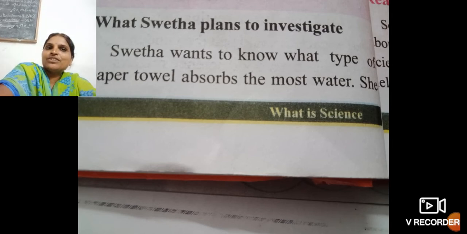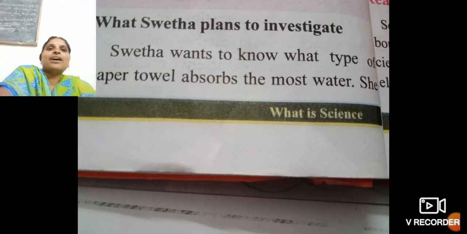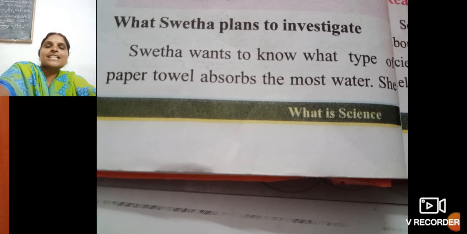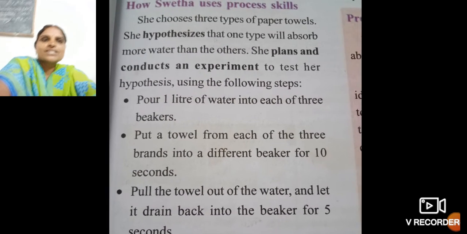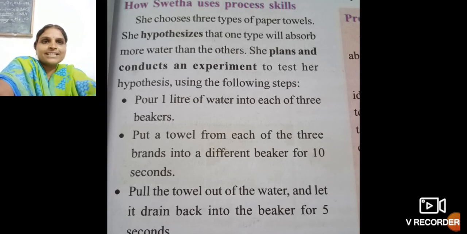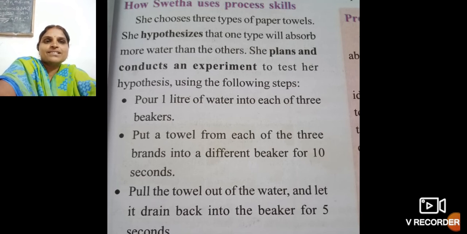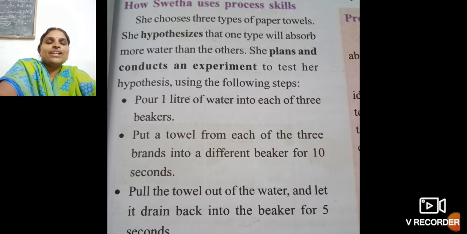What does Shweta plan to investigate? Shweta wants to know what type of paper towels absorb the most water. In this experiment, she follows some process skills. She chooses three brands of paper towels. She hypothesizes that one type will absorb more water than the others. She plans and conducts an experiment to test her hypothesis using the following steps.